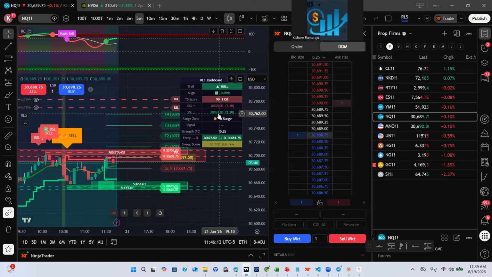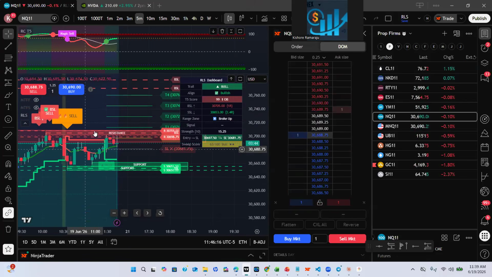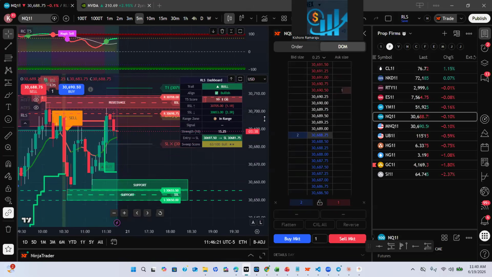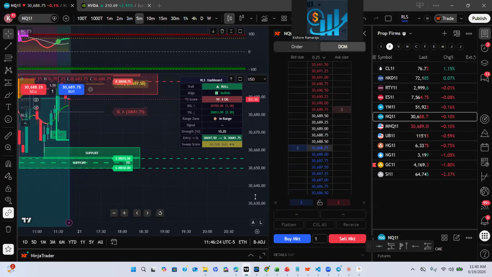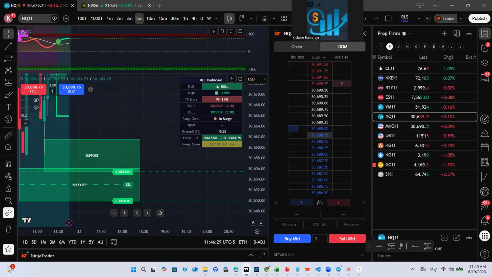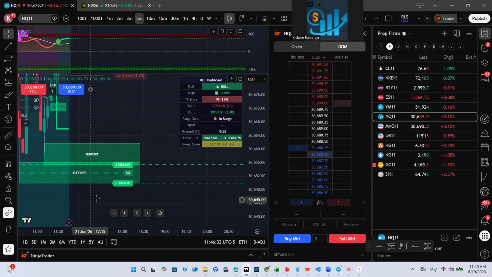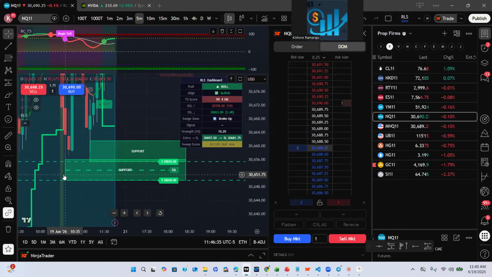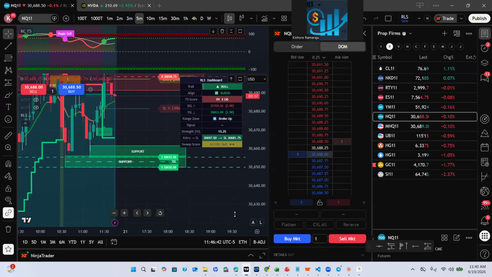Then 3653. That is where it is coming and again going up, 3653, because you have some sell side liquidity here. Sell side liquidity.